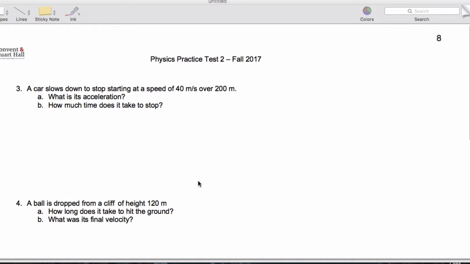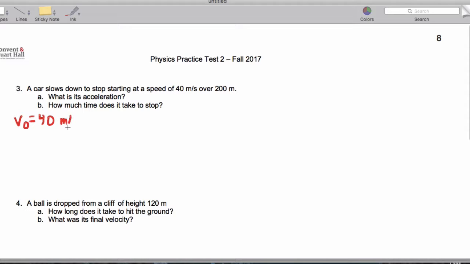All right, we're moving on to the acceleration questions, and as always, let's be careful and label our letters. So we have a car slowing down to stop at a speed of 40 meters per second over 200 meters. We want to know its acceleration and the time to stop. So we start off at 40 meters per second. Our time is unknown. Our acceleration is unknown. We actually do come to a stop, so that means our final speed is 0.